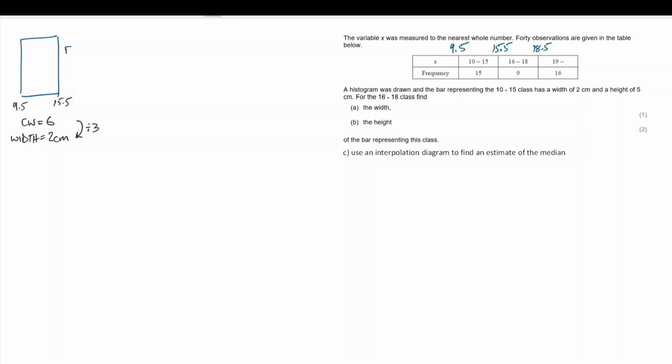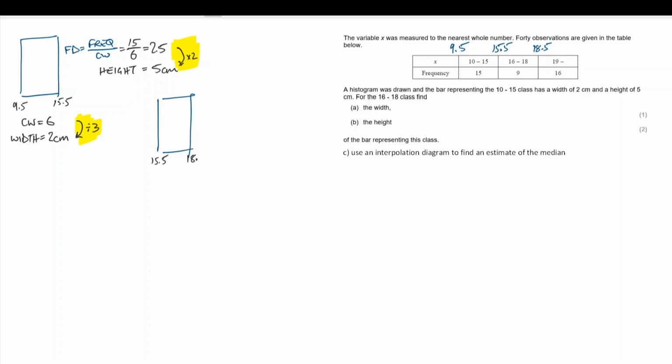Frequency density, we can calculate by taking the frequency and dividing by the class width. 15 divided by 6 in this case gets us 2.5. In the question, we were told that the bar was drawn with a height of 5 centimeters, so we recognize now the scale factor is to multiply by 2. The key here is to get these two scale factors, and we'll be able to apply them to any other bar we need to work with.